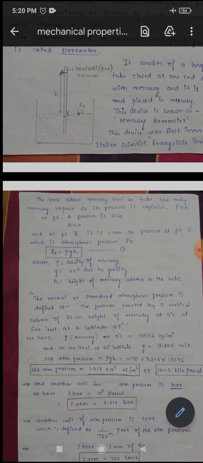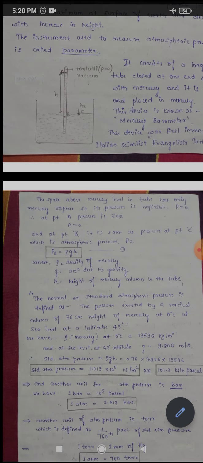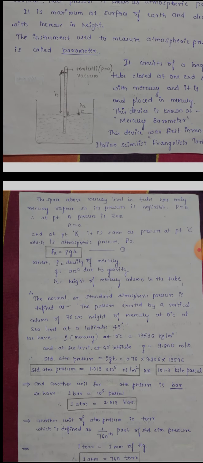So, the atmospheric pressure is proportional to the height of the mercury column. By this equation, PA is equal to rho g h, the atmospheric pressure is proportional to the height of the mercury column. For this reason, the atmospheric pressure is expressed in terms of the height of the mercury column.